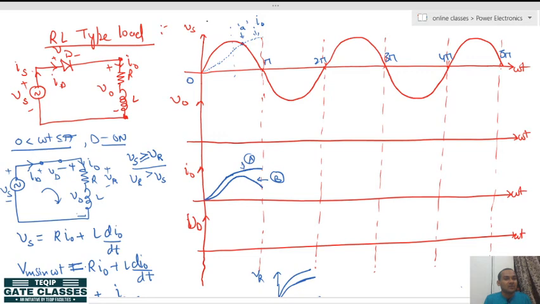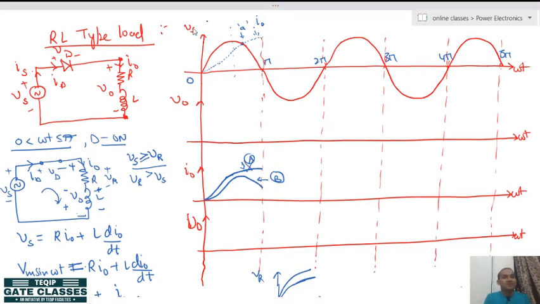When the diode tends to turn off, at point A the inductor, whatever energy is stored in it, will not allow the diode to turn off. The initial polarity of the inductor charging was like this, and now the polarity of the inductor will be like this. Due to L di by dt, the diode will remain on, but the inductor which was charging prior to point A now starts discharging. It means that this curve A will be discarded, and this curve B is correct.